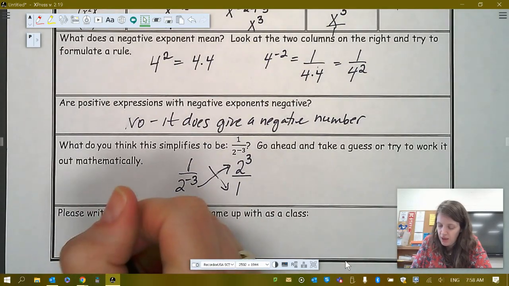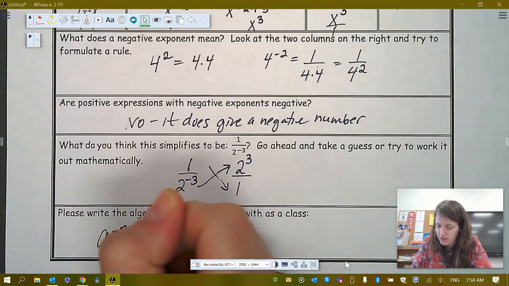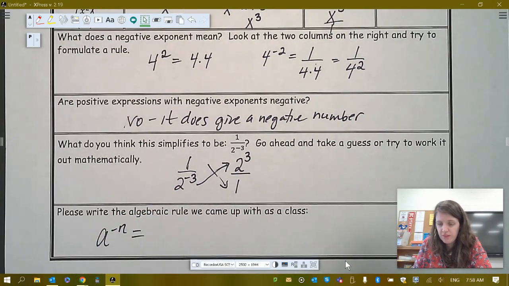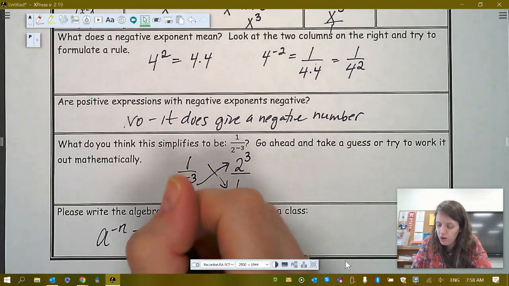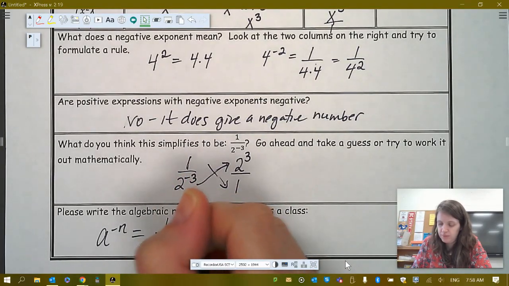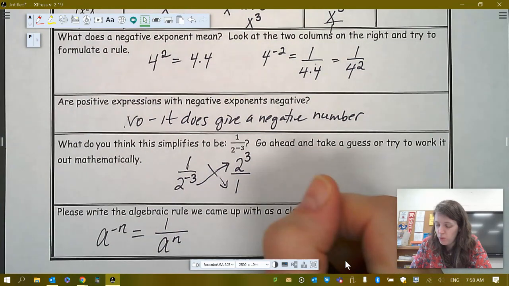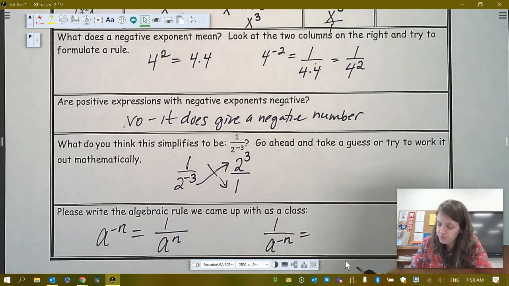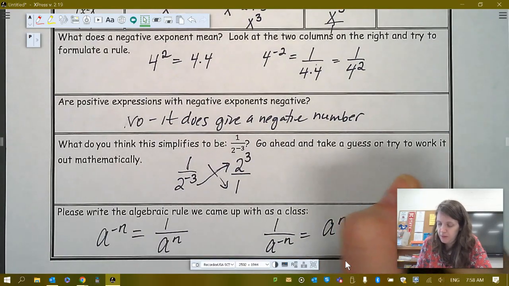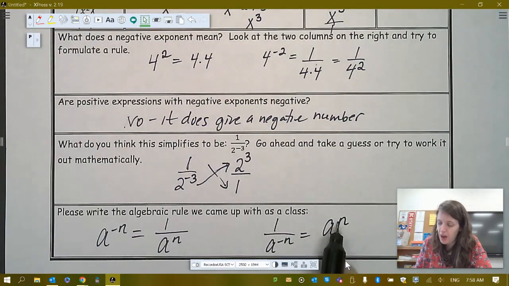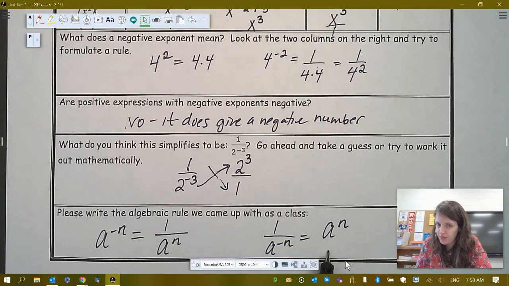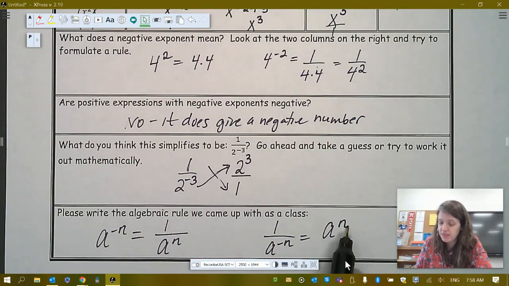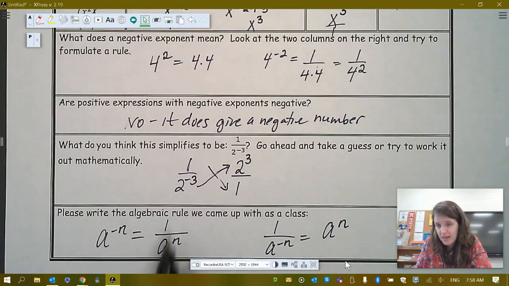So let's say a to the negative n is equal to, if we're writing this as a rule, 1 over a to the n. Similarly, let's write this one. 1 over a to the negative n is equal to a to the n. Because this one, we move it to the top, it's kind of like it's over a 1, but we're not thinking about it that way. We're switching the place of it. But this would end up being positive. This would end up being also positive, but dividing by a positive.